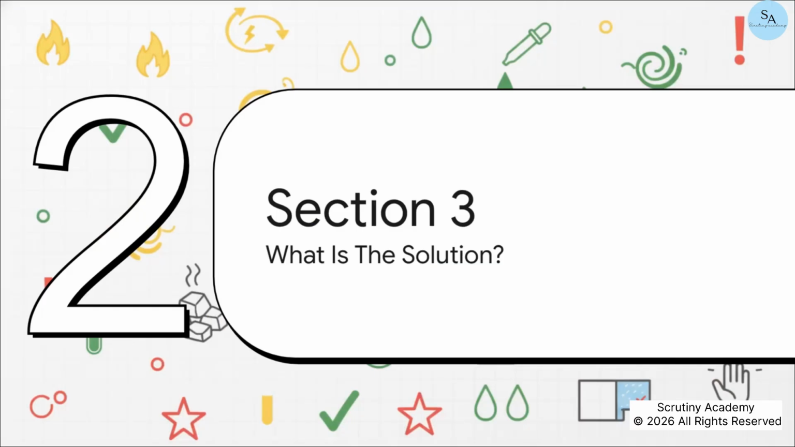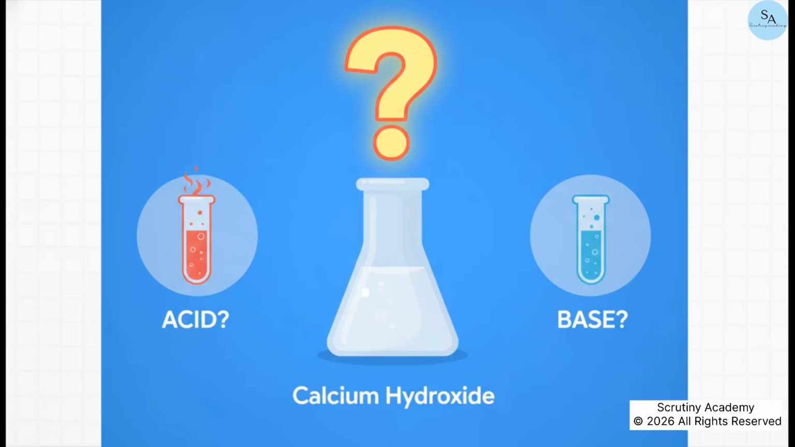Okay, so we know for sure that the reaction produces heat. But what about that whitish, colorless liquid that is formed in the beaker? What is that stuff? Let's find out in Section 3, what is the solution? So that solution that's formed, that is calcium hydroxide. But is it acidic or is it basic? How do we find that out?